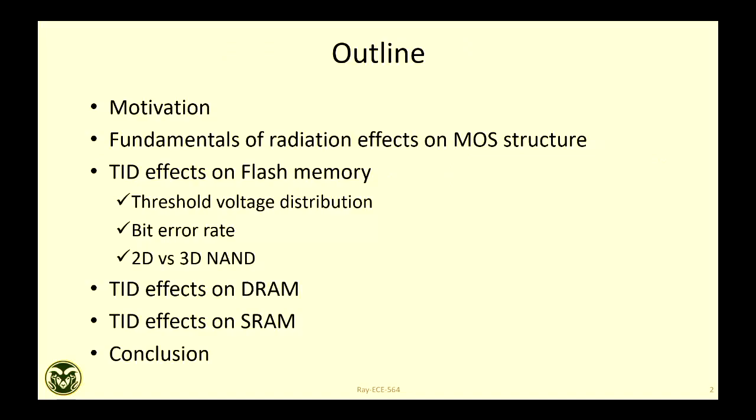So these are the topics that I plan to cover today. We'll talk about the motivation and the background for this study, and we'll also talk about different fundamental mechanisms that radiation can cause. Then we'll go a little bit more particular about the flash, how radiation effects cause data corruption in flash memory, and then finally we'll talk about TID, short form for total ionizing dose effects, on DRAM as well as SRAM. Okay, so that's the plan, and with that, let's go ahead.